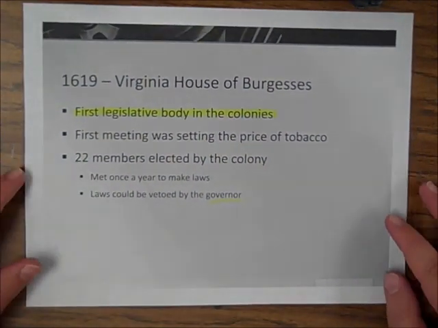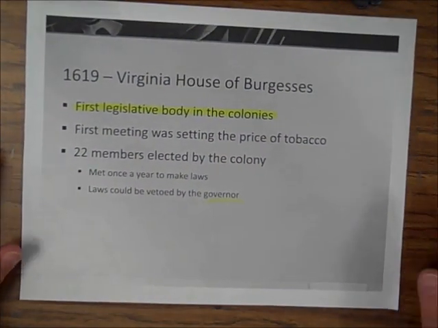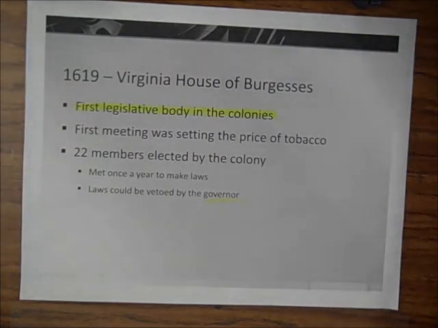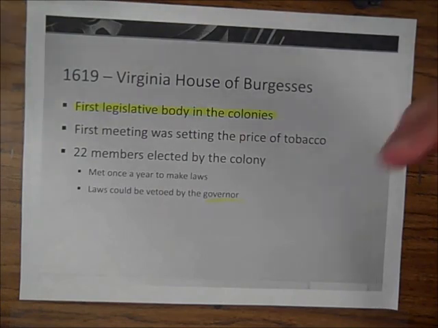Jamestown established the first lawmaking body in the colonies. In 1619, we talk about the Virginia House of Burgesses. And all that is the first legislative body or the lawmaking group in the colonies. And the first meeting was really just to set up the price of tobacco. How much are we going to sell tobacco for? If you're selling it for $5 and I'm selling it for $10, there needs to be some similarities here. So that was really what the first meeting of this House of Burgesses was for, was to set up tobacco.